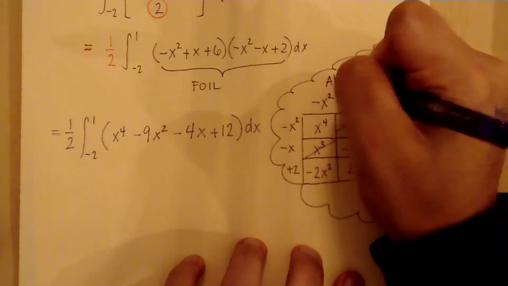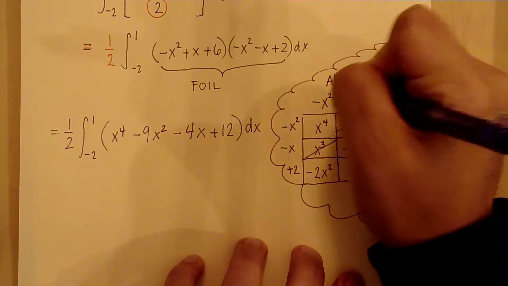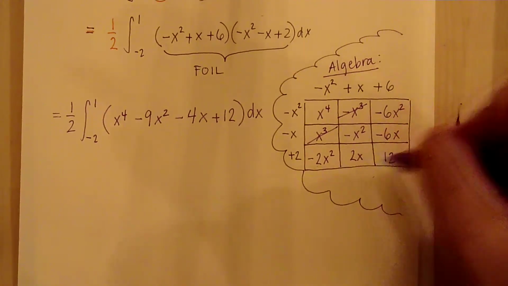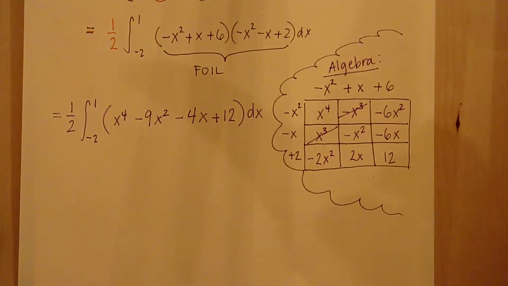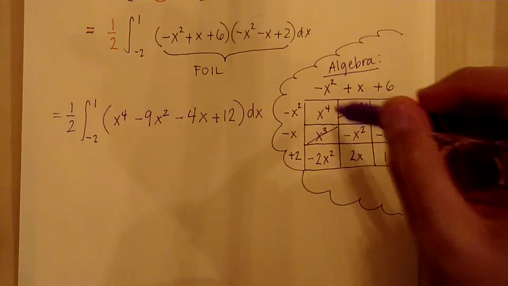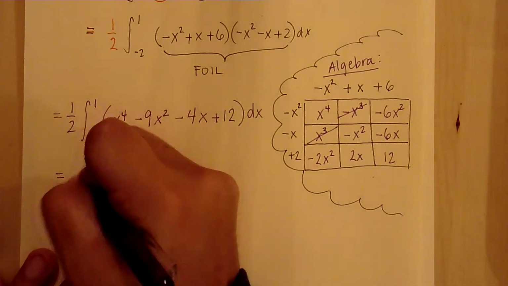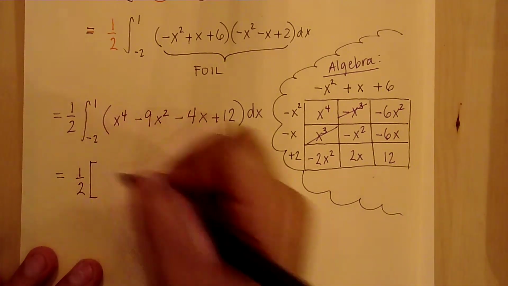So that algebra, as silly or as simple or as childish as you might think this grid is, I really think it doesn't matter at what level of math you're at. It really helps just keep things organized so that you can FOIL these things out when you have polynomials with more than two terms. Okay, but now we can do the integration. So the actual calculus takes place now, right?